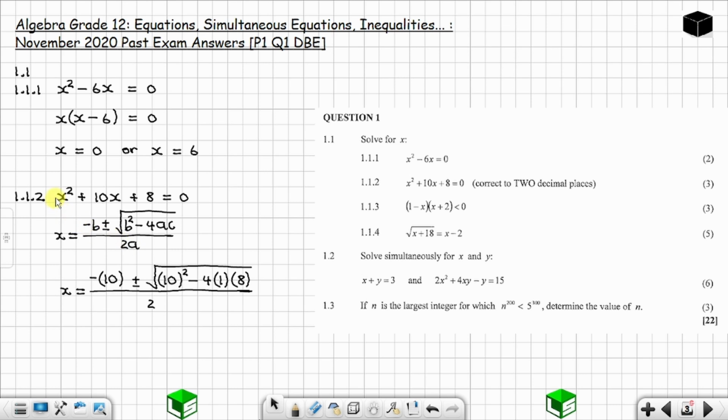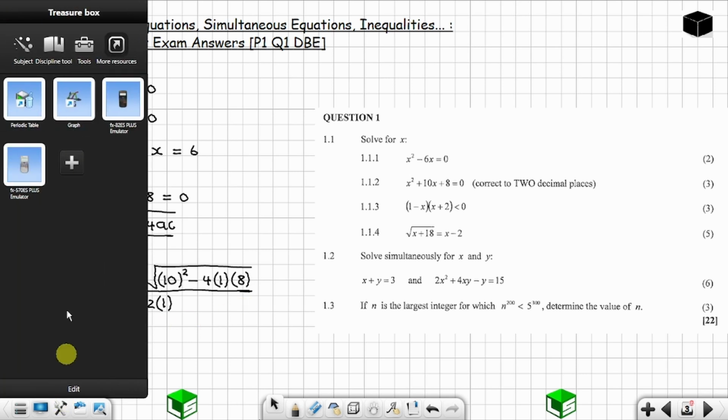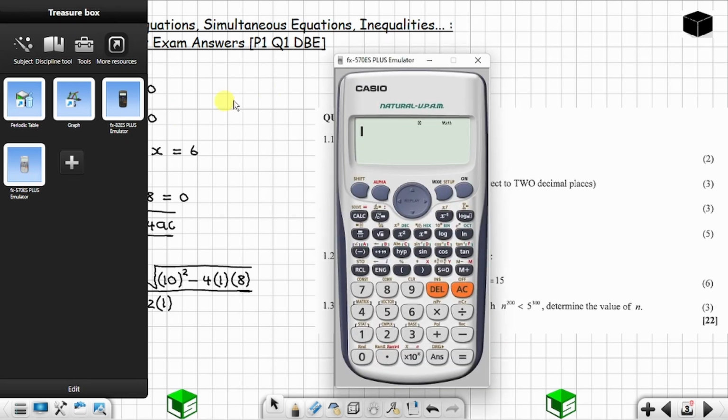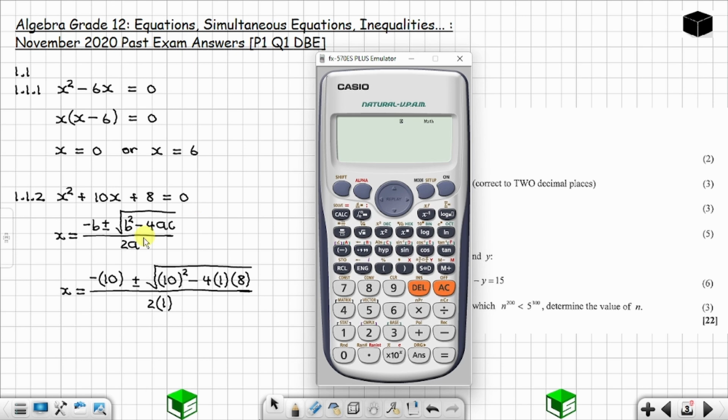2 times a is 1. And then from here, what you have to do is to use your calculator. I'm going to use my emulator. This is my emulator, the one I'm using. It's my calculator. So I have x is equal to this. Use your calculator. There's negative 10.